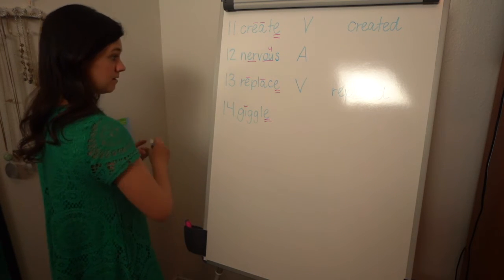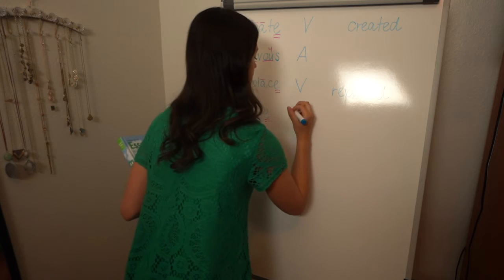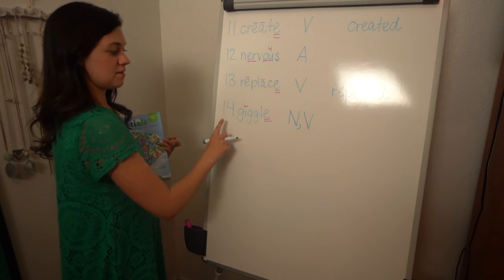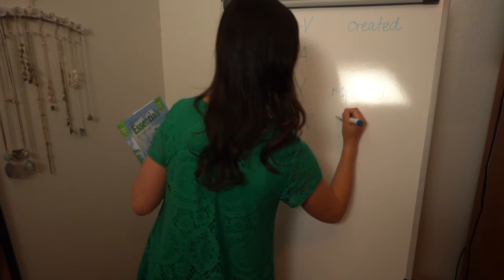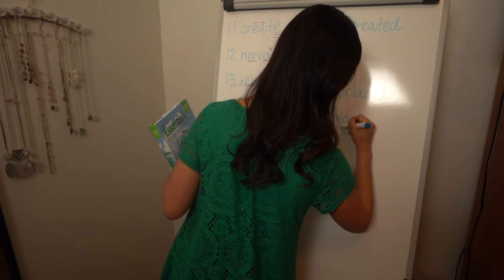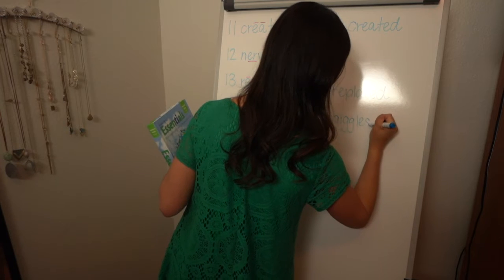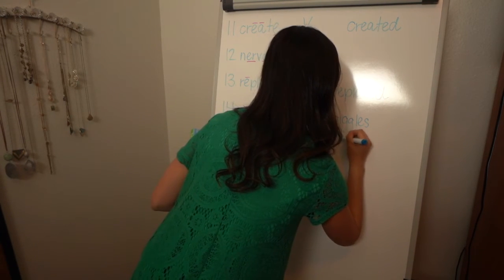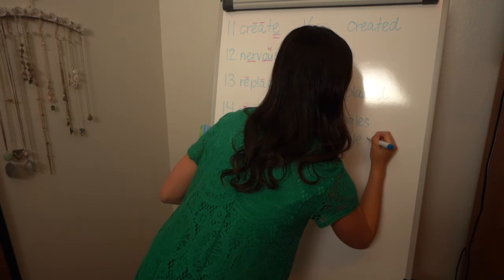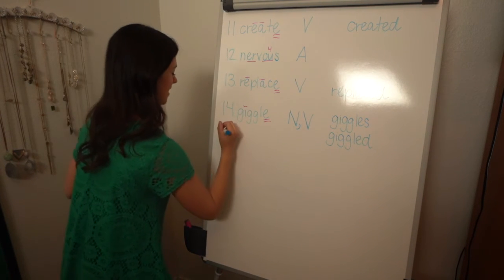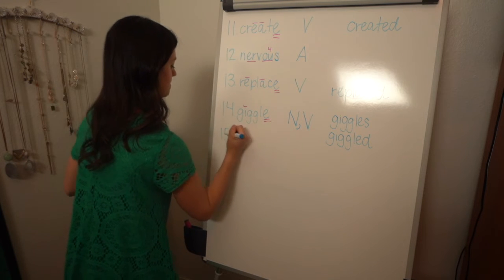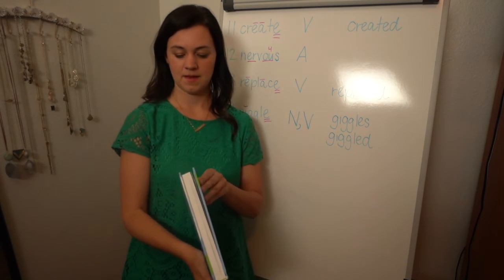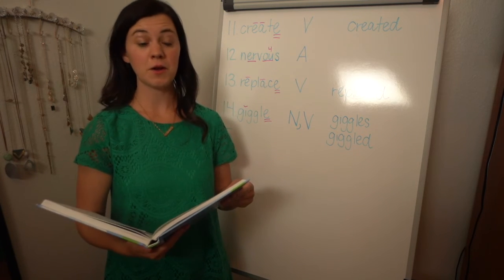Now, giggle is a noun. It's a thing. And it's a verb. It's something you do. To make this word a plural, we would say giggles. And to make this word past tense, you would say giggled. And that moves us on to number 15, our last word. All right. Number 15 is notice.